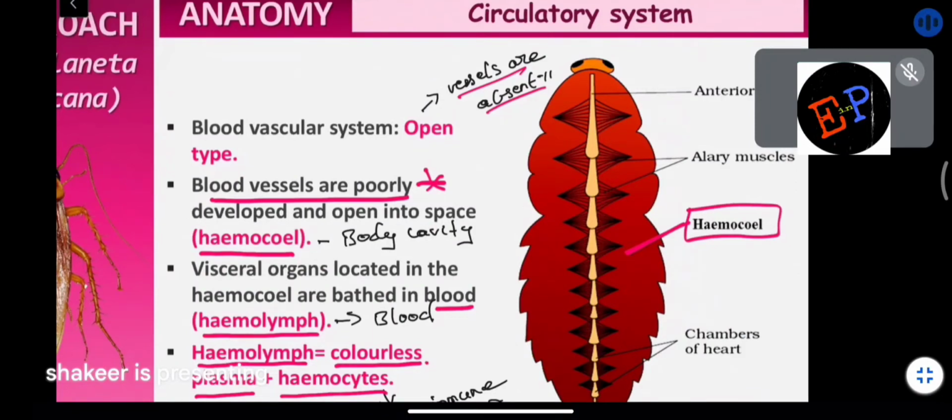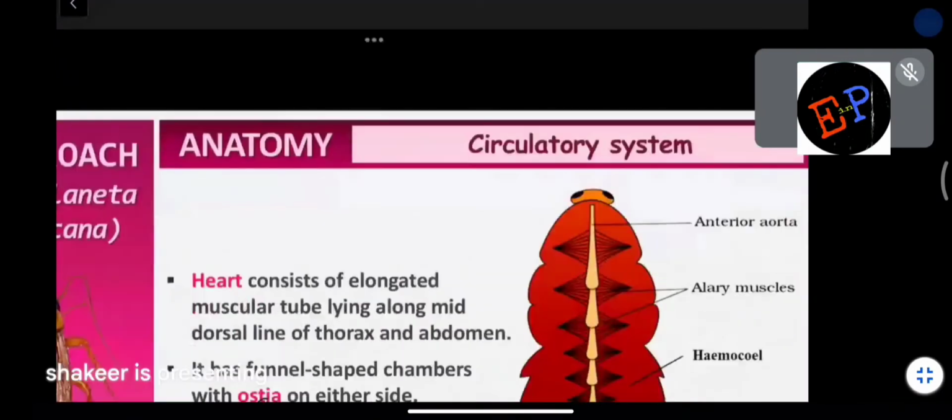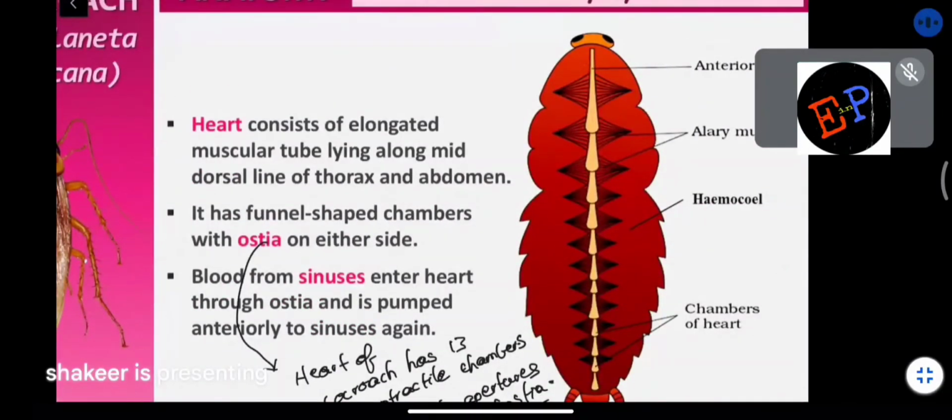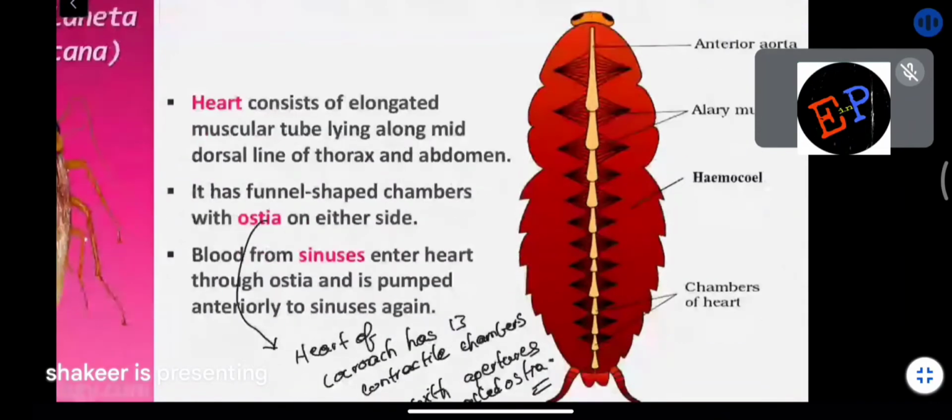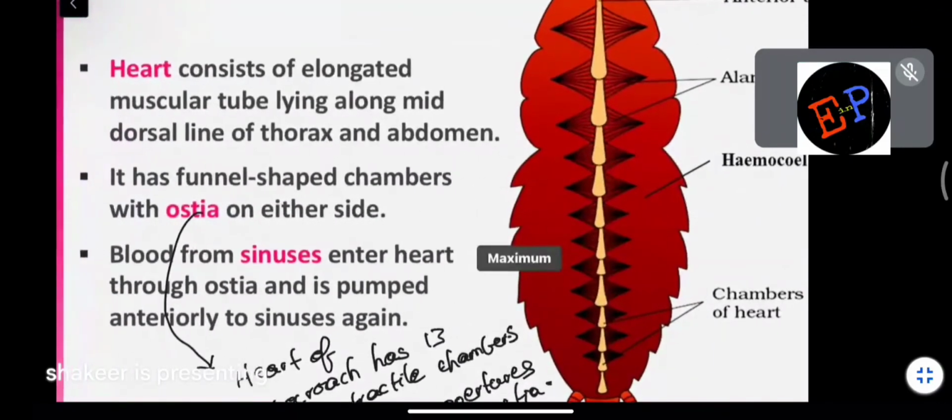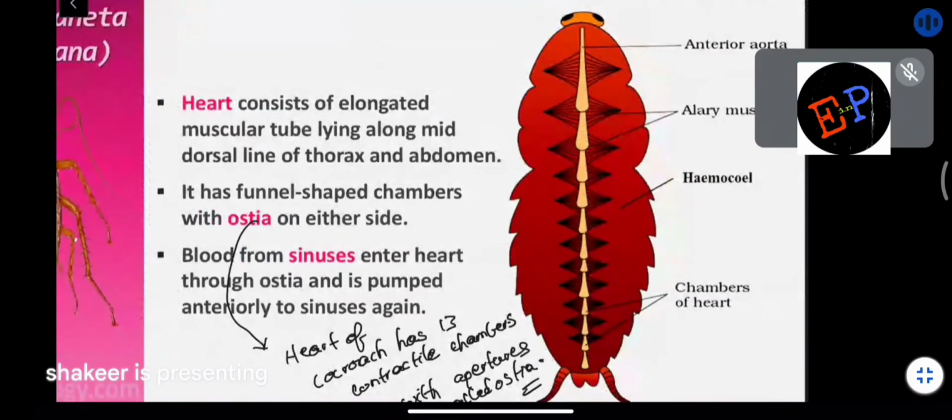Understood? That's it. Then the heart. So the heart consists of an elongated muscular tube lying along the mid-dorsal line of the thorax and the abdomen. So where is this heart present? First of all, it is an elongated muscular tube. Elongated means stretched. Muscular means it is made up of muscles. A muscular tube lying along the mid-dorsal line of the thorax.